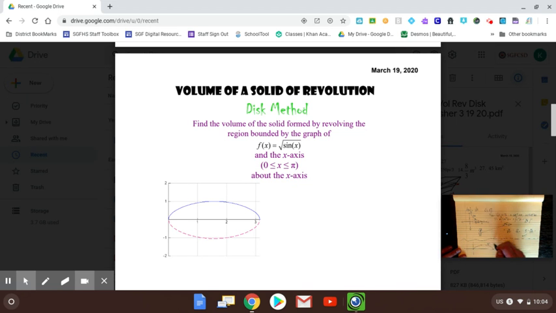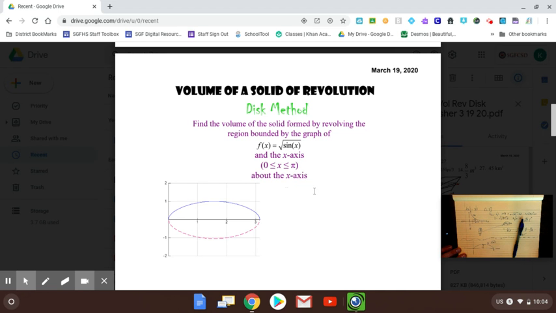This is the problem that we did the other day in class. Alexa, stop. So we did this one. We did the same slice before. So this is example 2 of our notes.